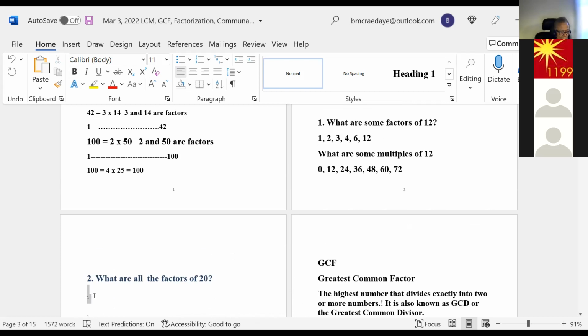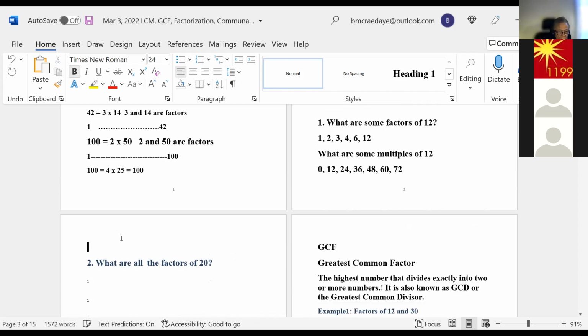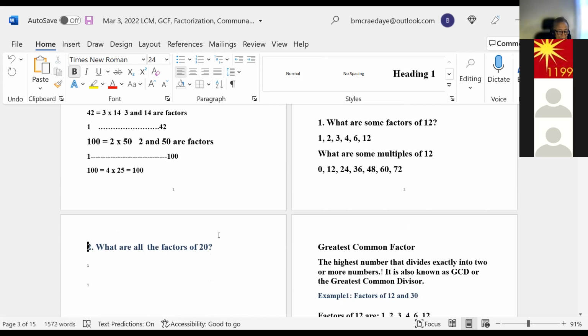Okay. Let's see. So you put 1 and 20. Just put it here. 1 and 20 and put everything in between.